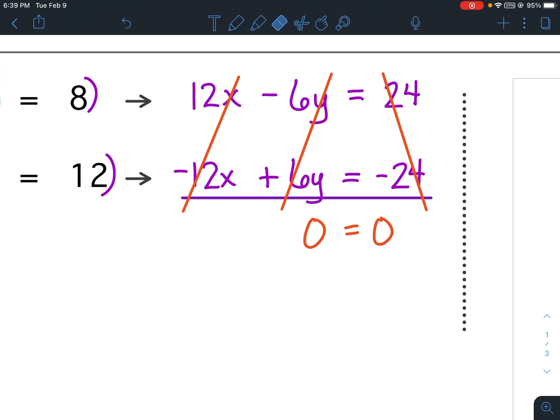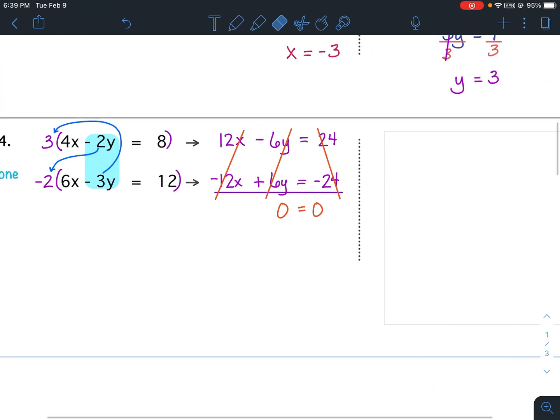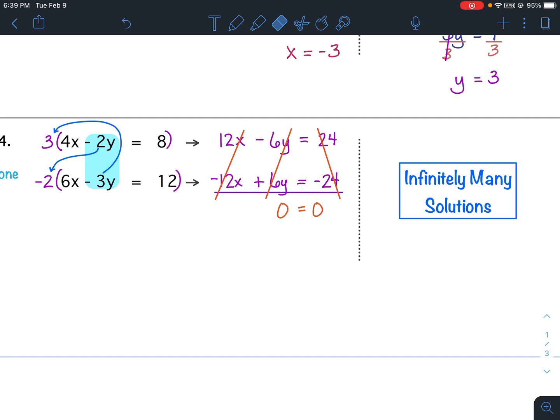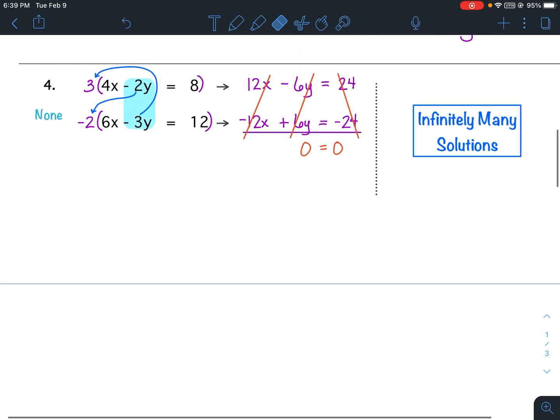Well, when you have 0 equals 0, what type of solution do you have? Infinitely many solutions. Pause your video, make sure you have all of that written down.